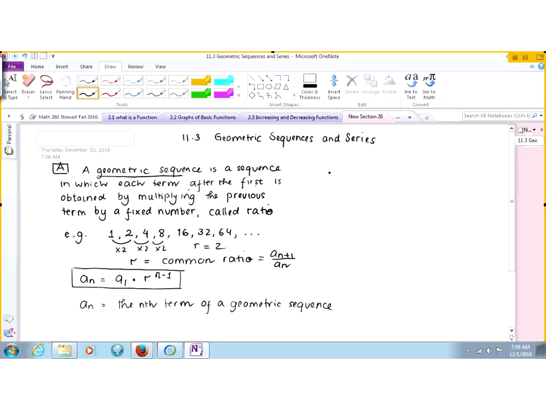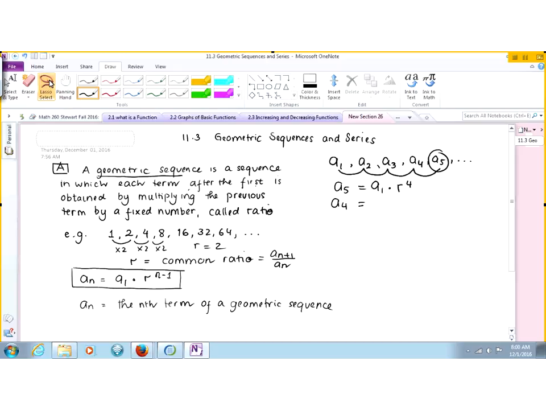So let's think about it. Why is it R to the n minus 1? Look at this. If I have a1, a2, a3, a4, a5, etc. If I want a5, what is a5? a1 multiplied by how many R's? 1, 2, 3, 4, right? Times R to the 4.